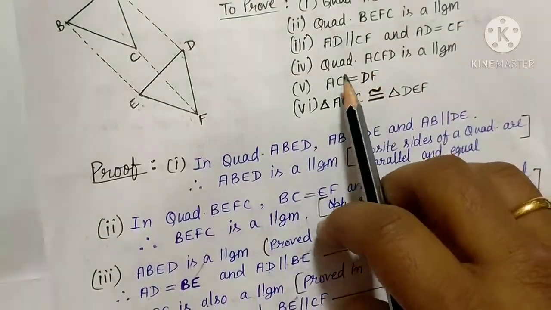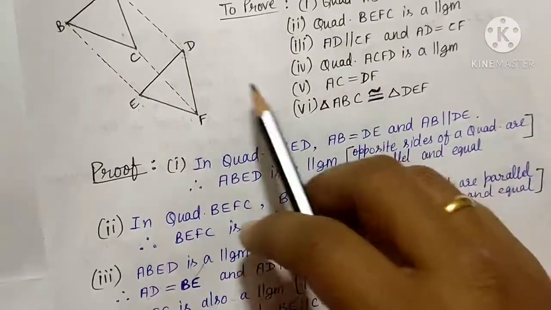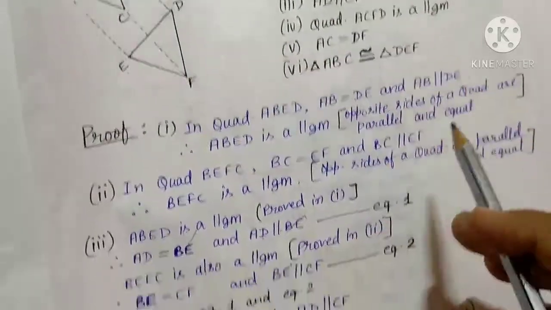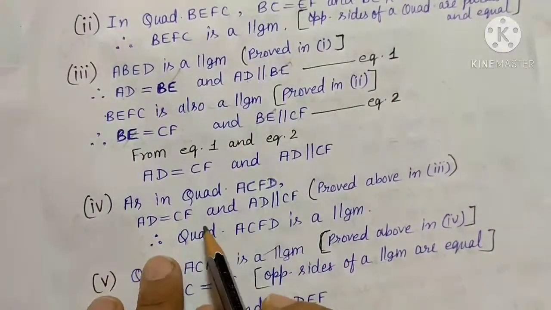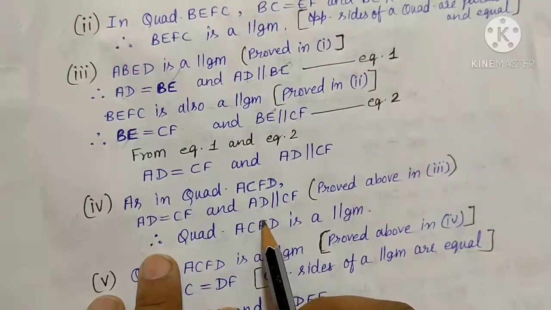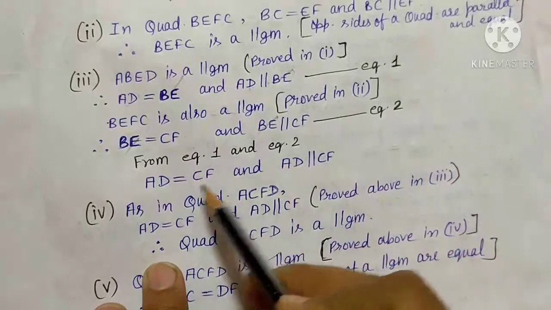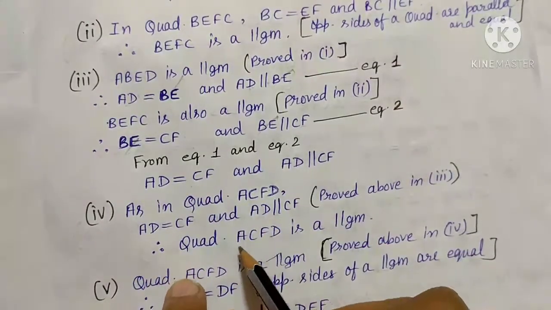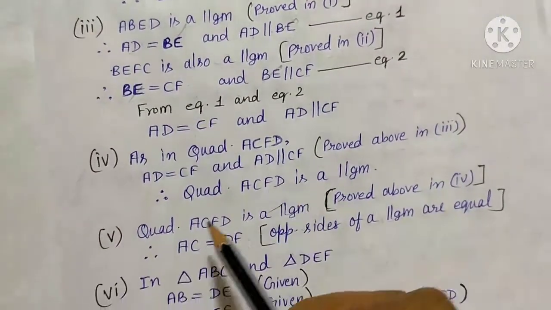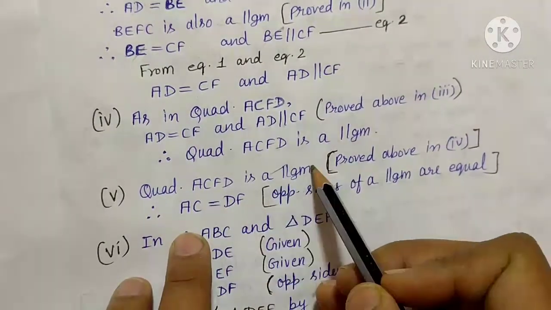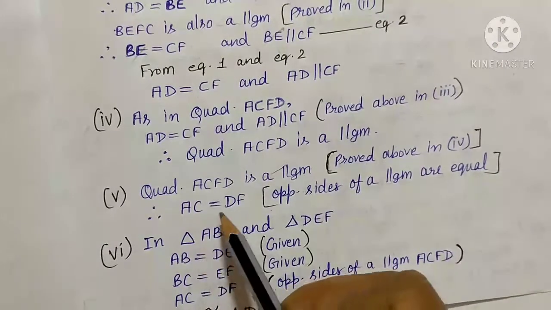Move to the fourth part, where we have to prove that quadrilateral ACFD is a parallelogram. So in quadrilateral ACFD, AD is equal to CF and AD is also parallel to CF, just as we have proved in our third part. You can see here, equal and parallel. Therefore it is a parallelogram. And if it is a parallelogram, we can say that AC is equal to DF. These are the opposite sides of this parallelogram. So in this way we have done till the fifth part.